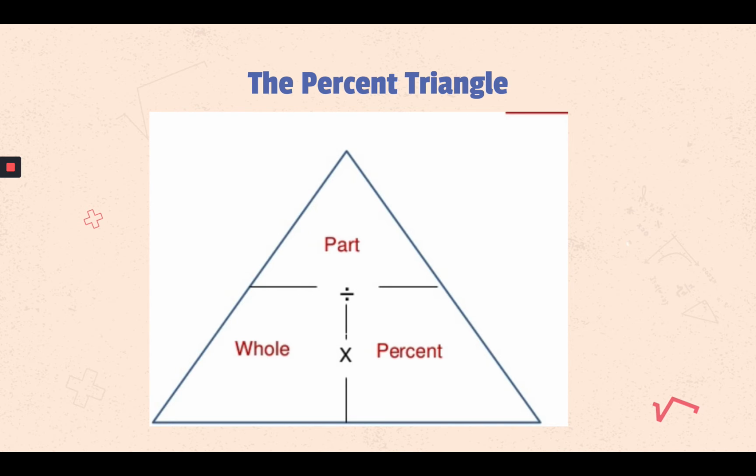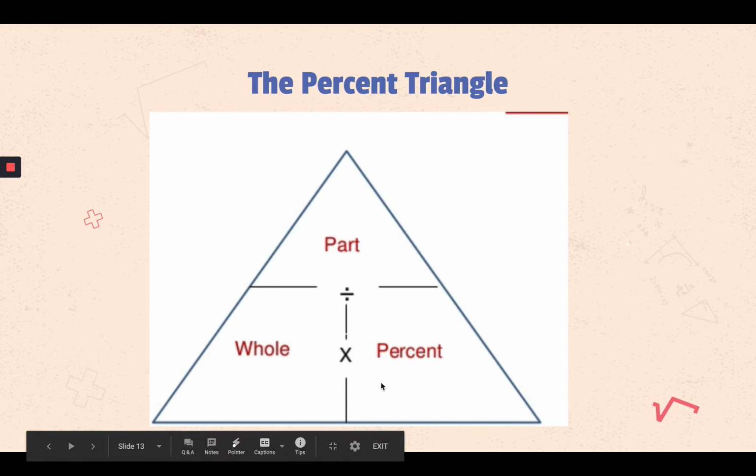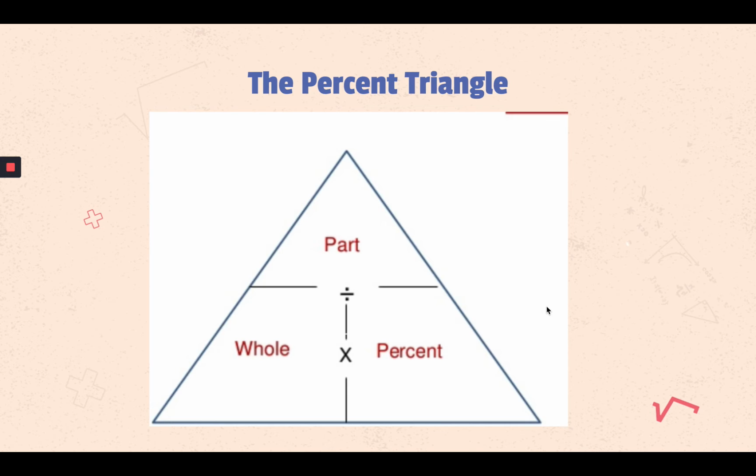So I want to remind you of the percent triangle. Part goes on top, whole goes on bottom left, percent goes on bottom right. You always cover up what you're looking for, and it tells you what to do with the other 2 numbers. So if I cover up percent, it's going to tell me that it's part divided by whole equals percent. So let's just jump in and do a few.